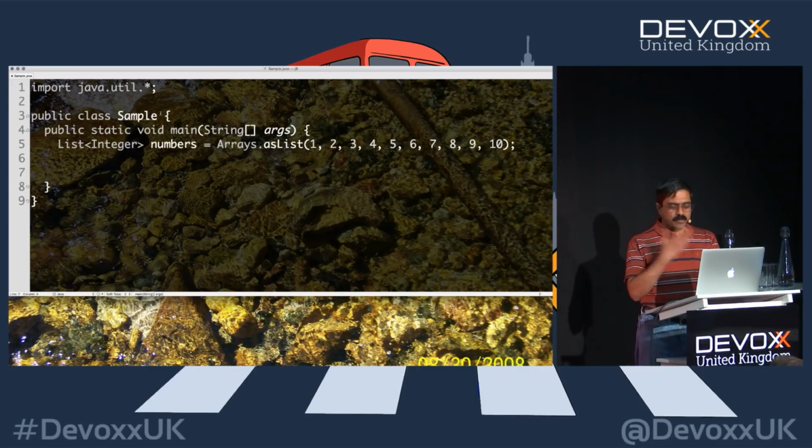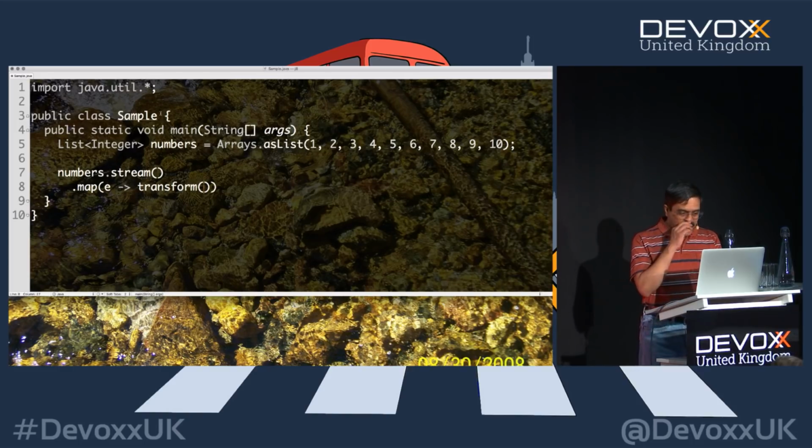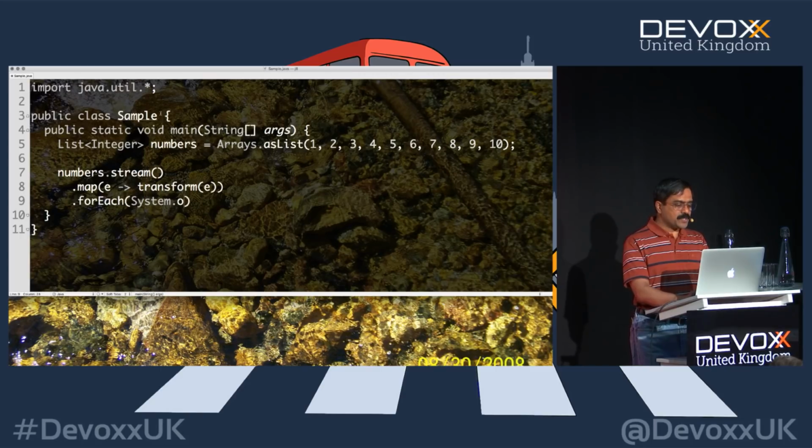But this time I want to simply transform these numbers. So I'm going to say numbers.stream, and then in this case, I'm going to say map, and let's say this is going to be a transform method I'm going to call. So given an element, I'll call transform, passing the element to transform, and then for each, we'll simply say System.out.println, and then we'll just print it.